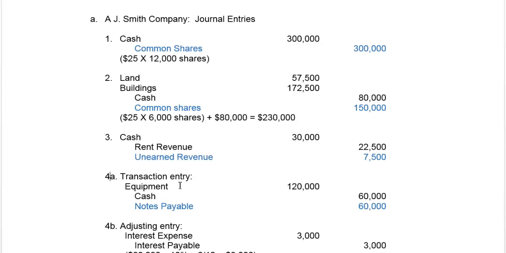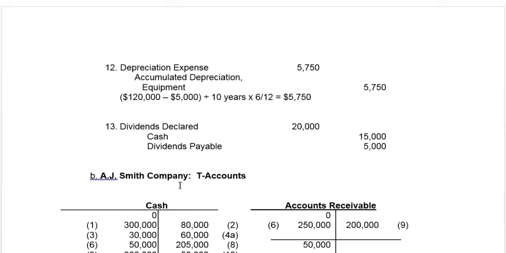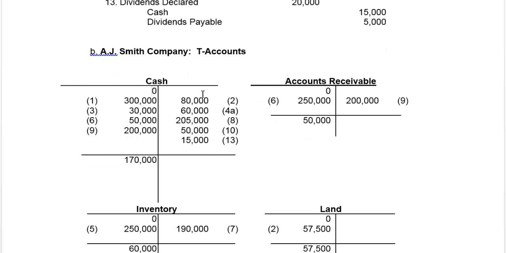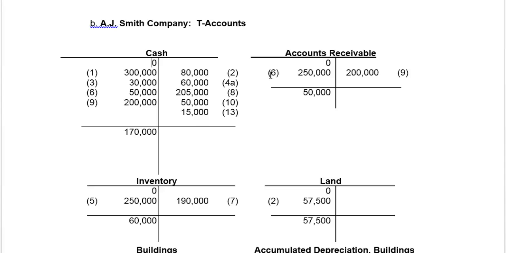Numbering them helps us to remember where we got the debit and the credit, where we got the T account amount for, which debit or credit entry. So you'll notice here we start off with 0. With a balance sheet account, you'd always start off with the opening balance. And because AJ Smith just started business this year, its opening balance for all of its balance sheet accounts was 0. But you'll notice in transaction 1, that's when we increased cash because we issued the shares.